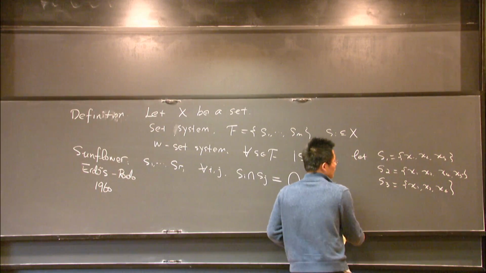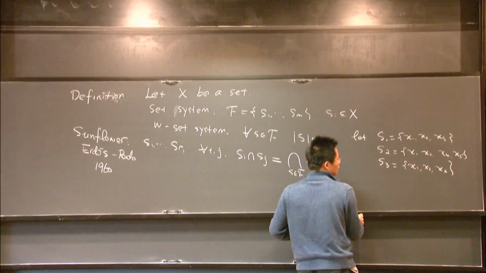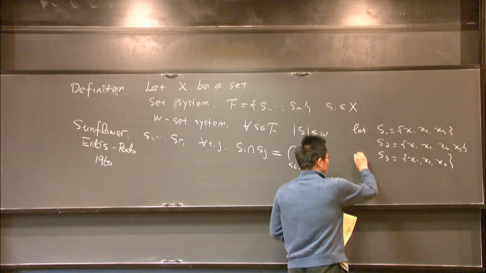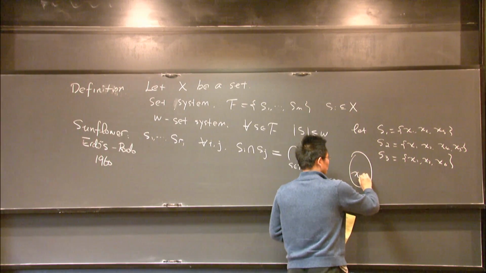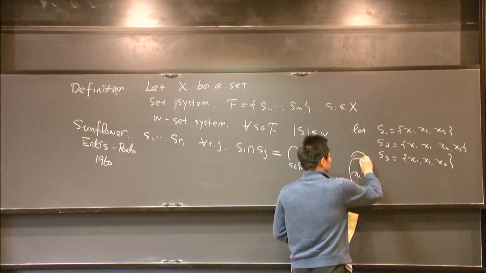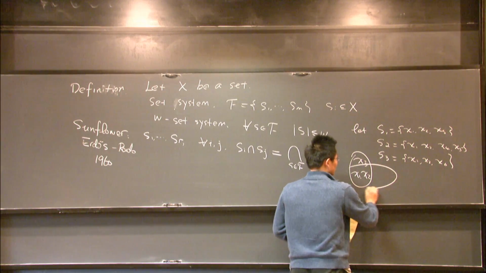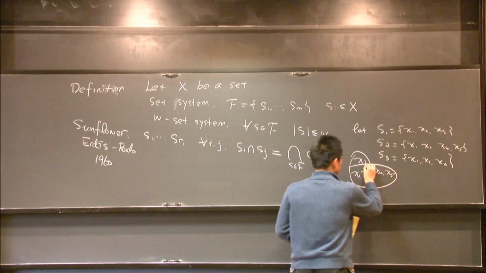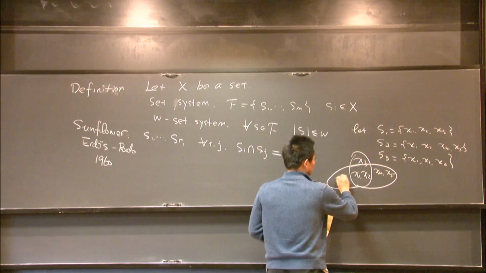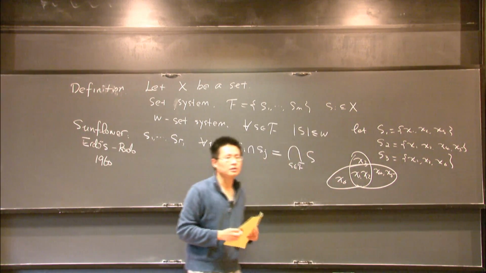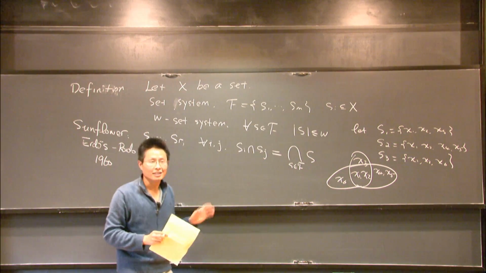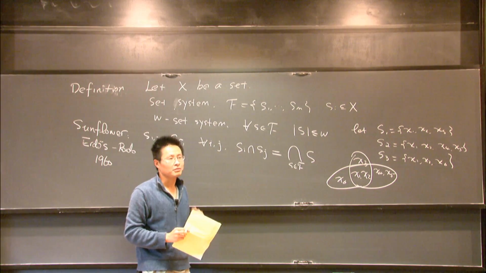We can always draw a picture. It looks like a sunflower. That's the reason we call it a sunflower structure. x1, x2, x3. This is x4, x5, and this is x6. So this is a sunflower structure because we can draw it and it looks like a sunflower. Feel free to stop me if you have any questions.